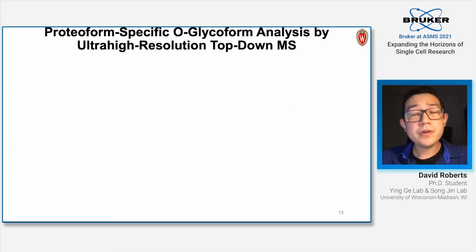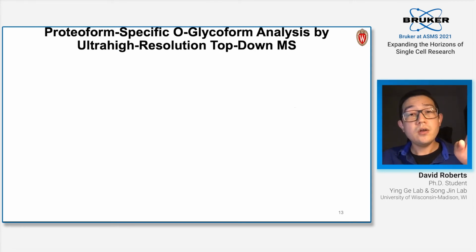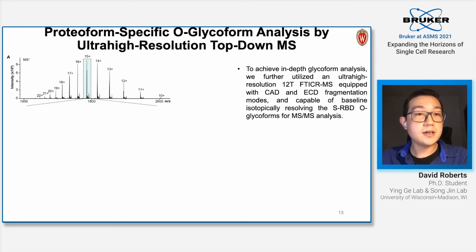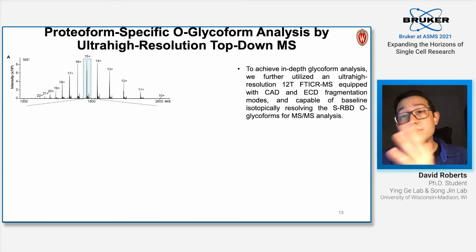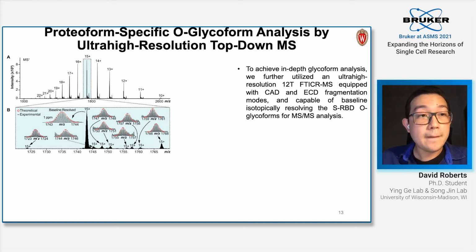So going a step further, now that we were able to look into some of the native conformational landscape of this protein, we moved into analyzing the proteoform-specific O-glycan structures. And to do this, we use the ultra-high-resolution Fourier transform ion cyclotron resonance MS. So to begin, we're showing here first a full survey view of the S-RBD in its entirety after the PNGase F treatment. If you look into each of the individual forms, and in this particular case, I'm showing the most abundant charge state, you can see that each and every one of the individual glycostructures are in fact baseline resolved.